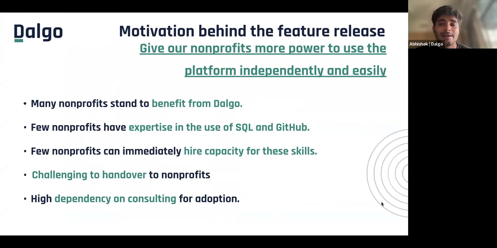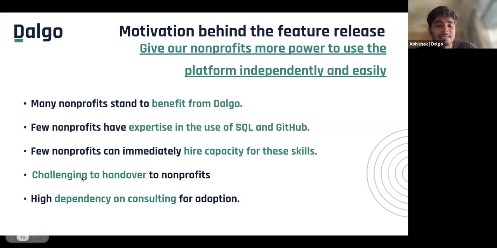And more importantly, it's not like a nonprofit can quickly and easily hire a data engineer to fill this gap of SQL and GitHub skills. We've noticed that that's a barrier for most nonprofits. And as a result of this, over the past few months, we've noticed that it's really challenging to hand over Dalgo to the nonprofit because of these two reasons. They don't have SQL and GitHub skills, and they're not able to find or hire those engineers.